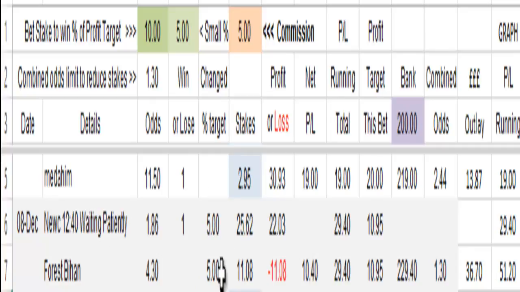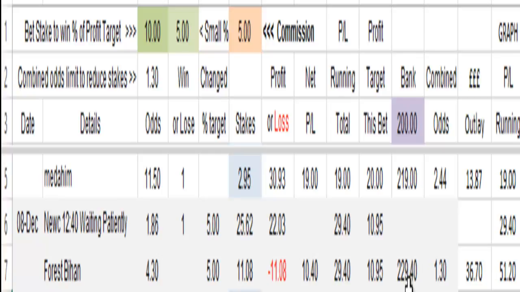So then the stakes were 25.62 and 11.08. Waiting Patiently won, and we got a profit of 29.40. Add that 29.40 onto the 219, which is here, and we get 229. Sorry, I'm sorry. The profit we got was 10.40. That's the 11.08 from the 22.03. 10.40 profit. Then it became 229.40. Okay, sorry about that. Anyway, that's the second bet.